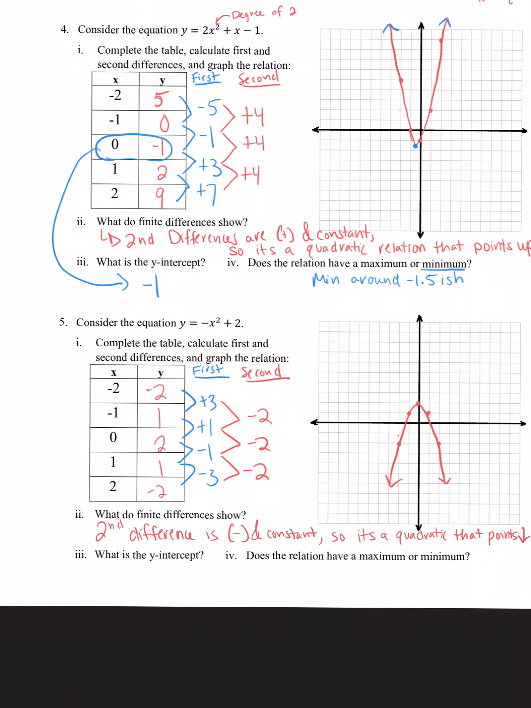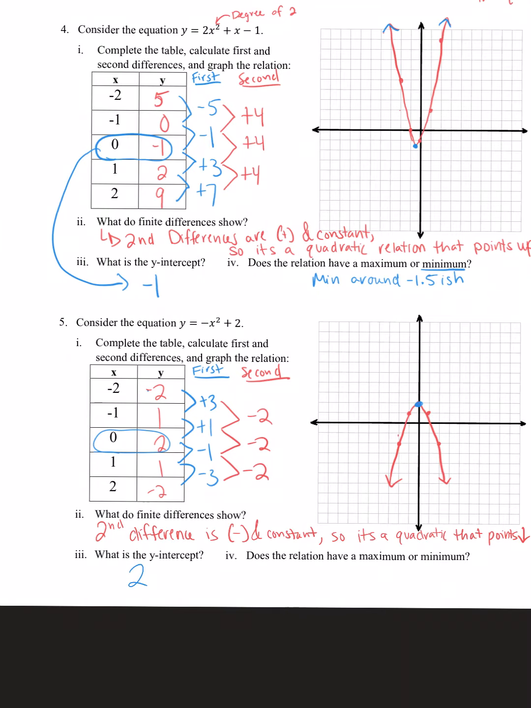Our y-intercept, once again, comes from wherever x equals 0, or where it crosses the y-axis, rather, right? So it crosses the y-axis right there, so it's crossing at +2.